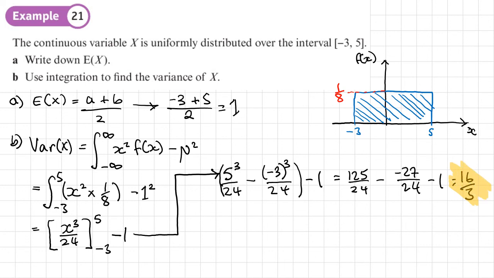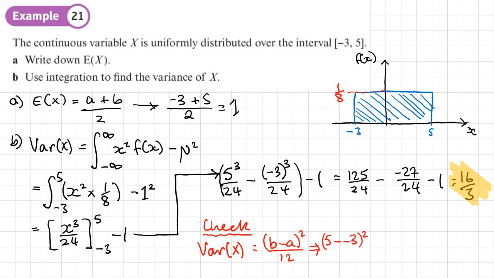Now if we wanted to check that was correct, so this isn't the way that we'd do this question, but a check by using the formula, which is b minus a squared over 12, what we derived in a previous example. So that will be 5 minus -3 all squared over 12. So that's going to be 8 squared, 64 over 12. And if we divide top and bottom by 4, that indeed simplifies to 16 over 3. So there's a useful check there if you get time after completing a question like this.